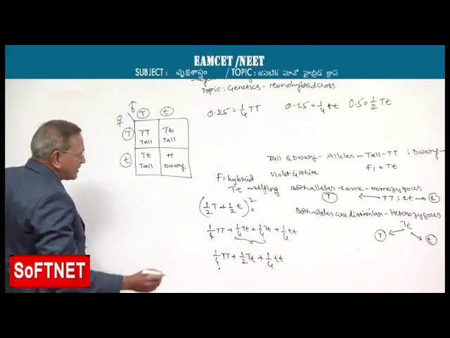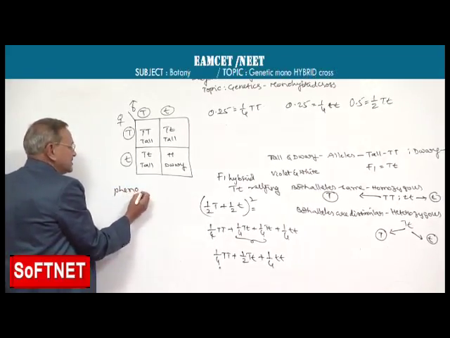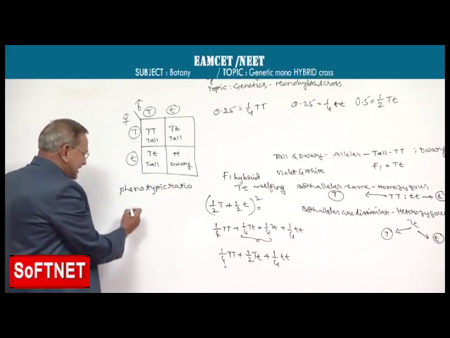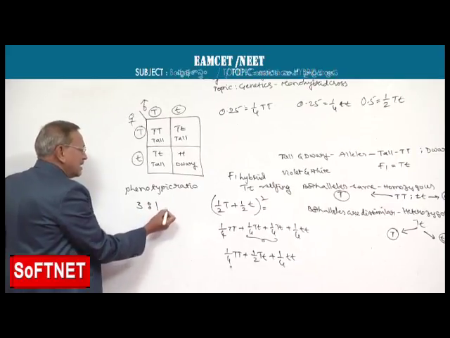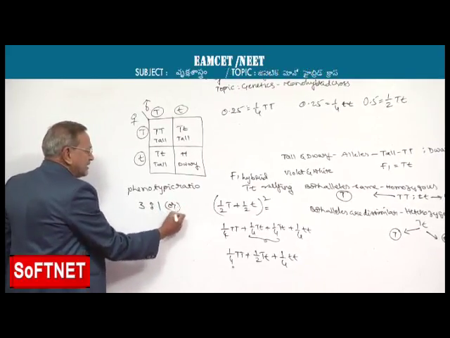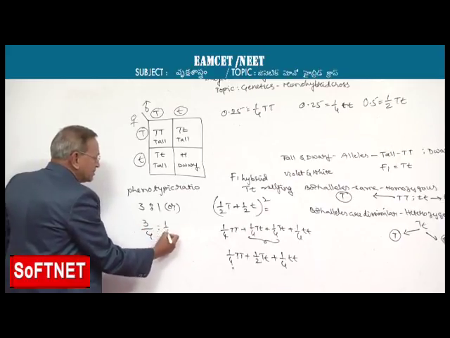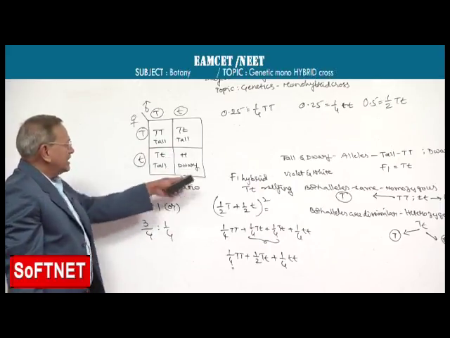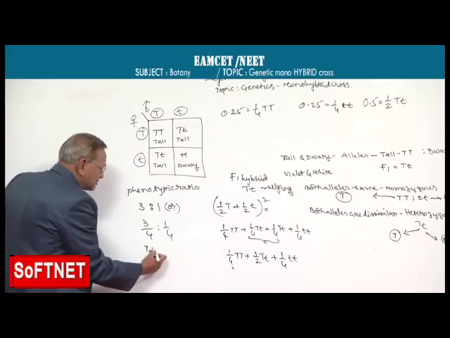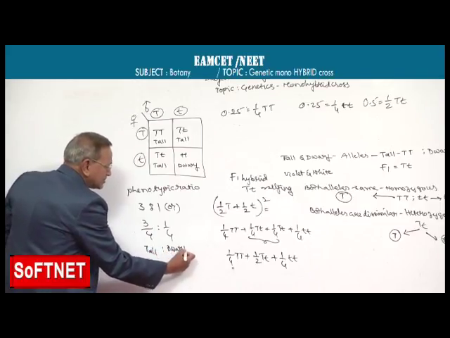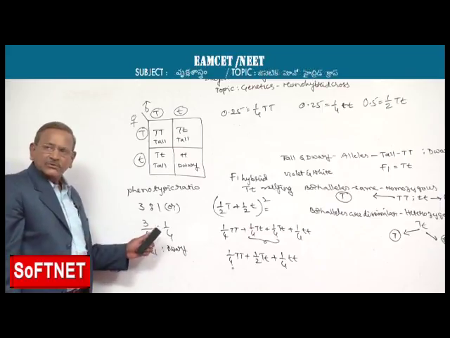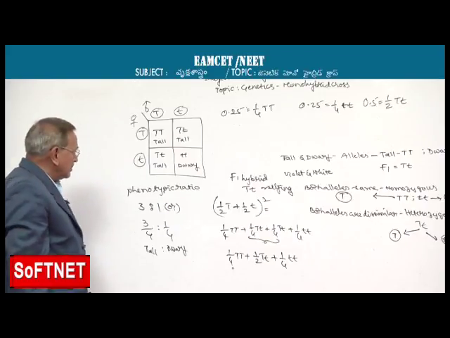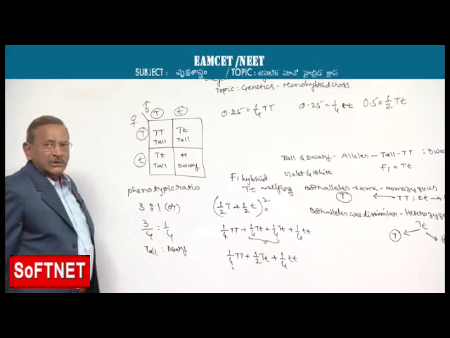What is the phenotypic ratio here? Phenotypic means what is visible. The phenotypic ratio in this case is 3:1, or still better, we can write as 3/4:1/4. Out of 4 results, 3 will be tall and one is dwarf. So tall is to dwarf in the ratio 3:1 or 3/4 is to 1/4. This is what the progeny will appear, what they look like. But what is inside?